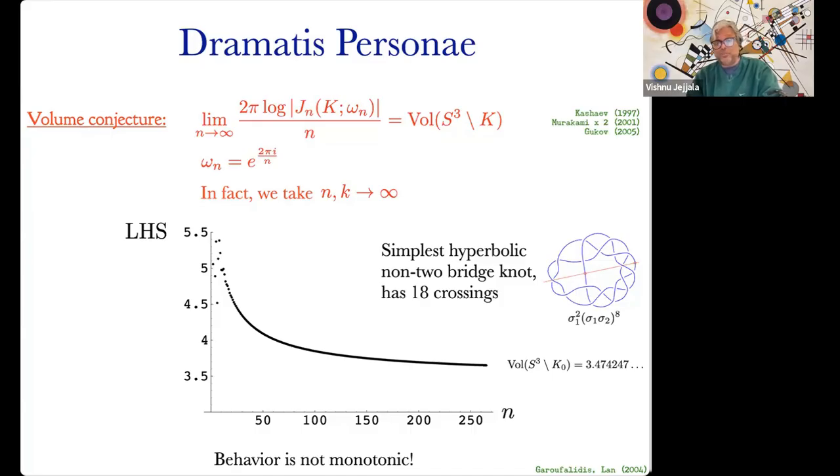However, the convergence is not that fast. And moreover, the behavior is not monotonic, in that you get worse before you get better. So we would like maybe to come up with a better version of the volume conjecture that has nicer properties than the one that was initially formulated.